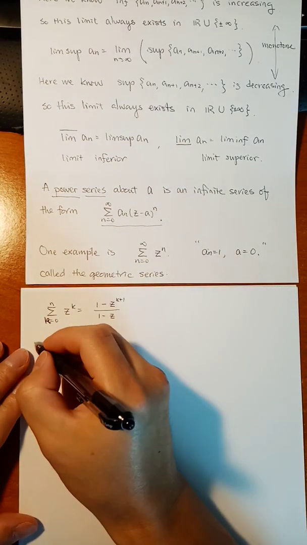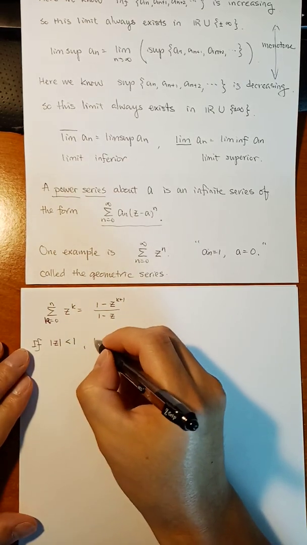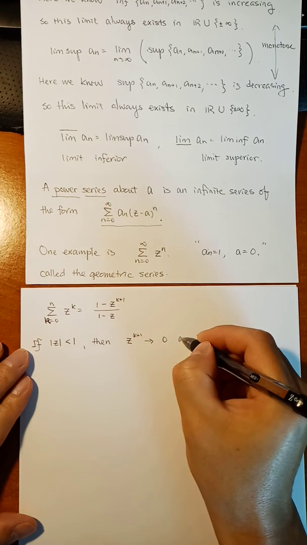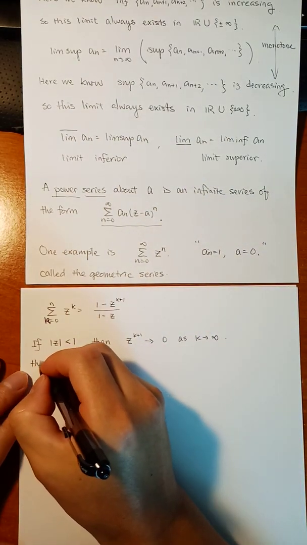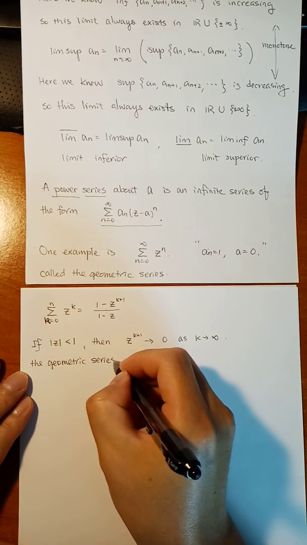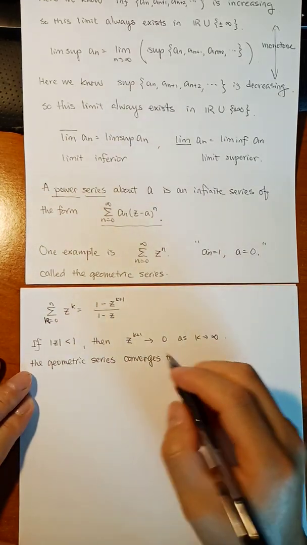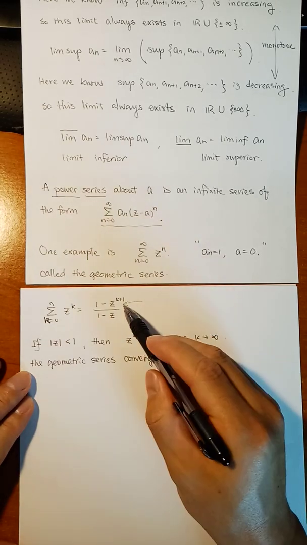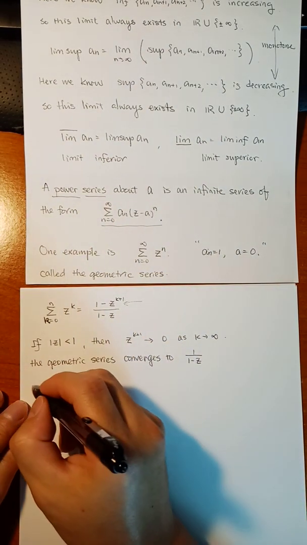So if the absolute value of z is less than 1, then z to the k's power will converge to 0 as k approaches infinity. The geometric series converges to what? Converges to 1 over 1 minus z. This term disappears, so you only have 1 in the numerator. Okay?